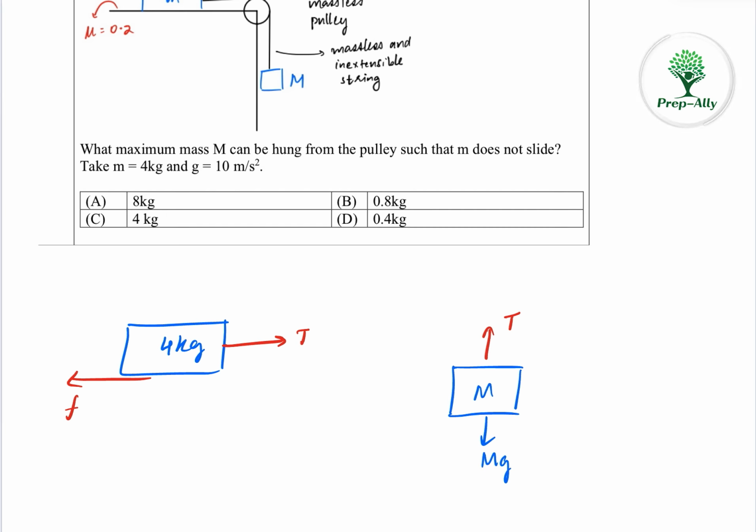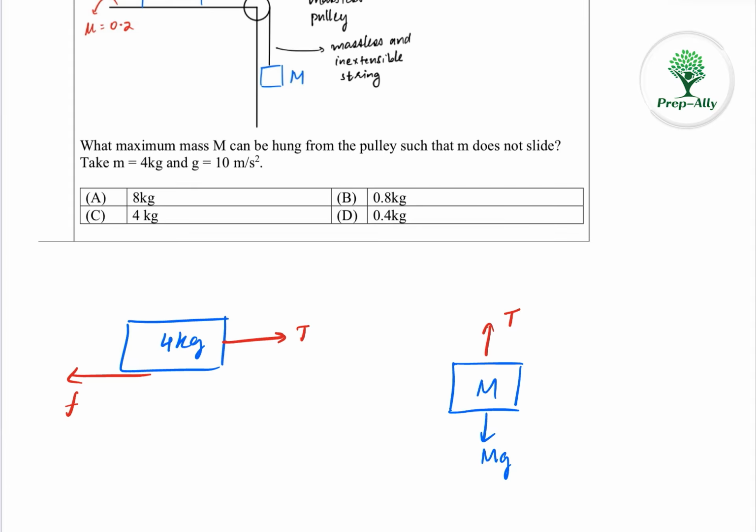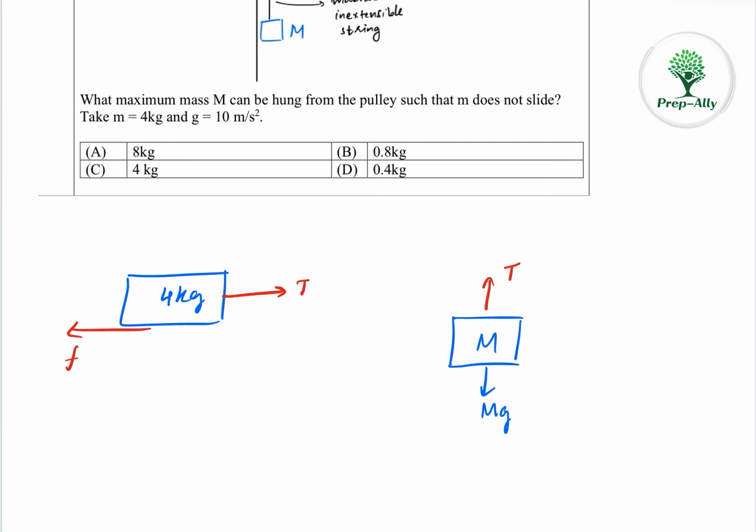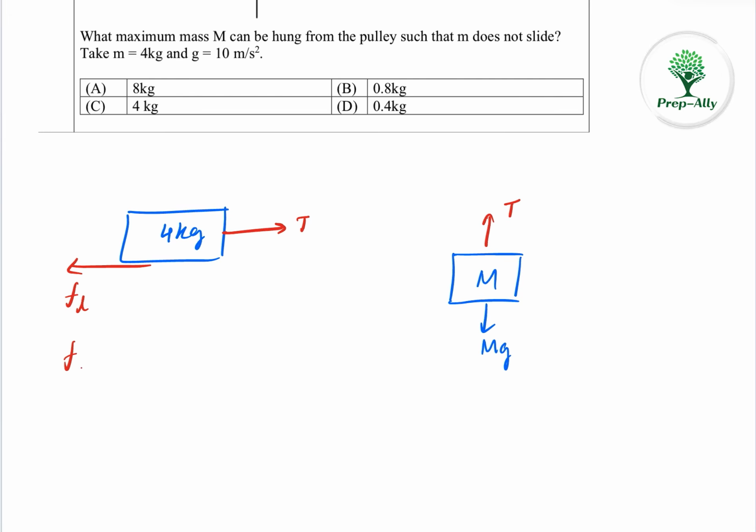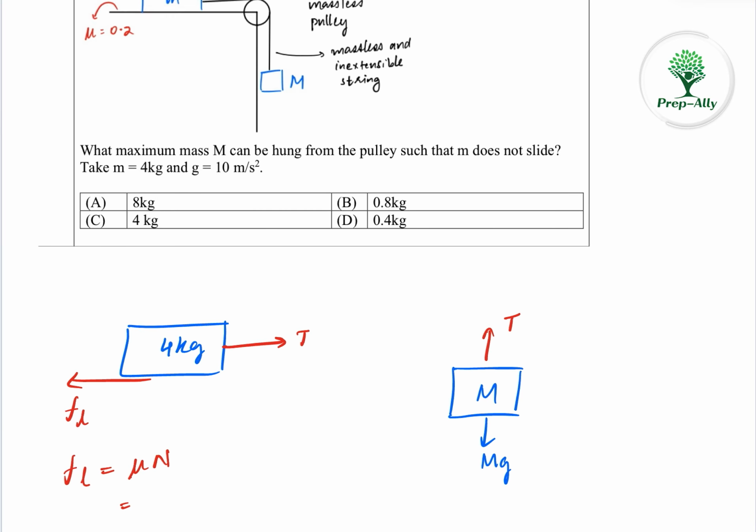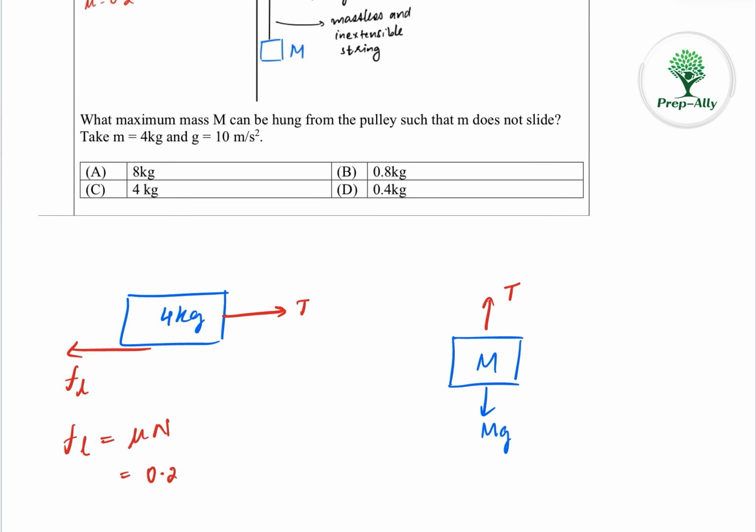Now, in the case where m does not slide, you want the maximum value of this mass M such that the 4 kg block does not slide. So what is the maximum friction possible here? That's what we call limiting friction. When friction is limiting friction, that value is mu into normal reaction. Mu given here is 0.2, and normal reaction acts vertically upward, weight acting vertically downward, 4 into 10, 40 Newton. So normal reaction is just 40 Newton. We're going to use that here, 0.2 into 40. That gives us 8 Newton. So limiting friction is 8 Newton.